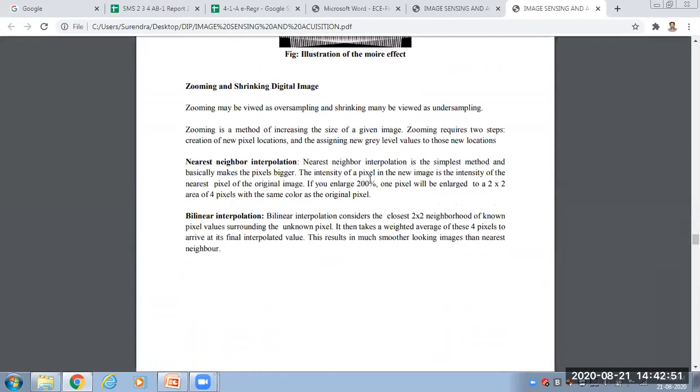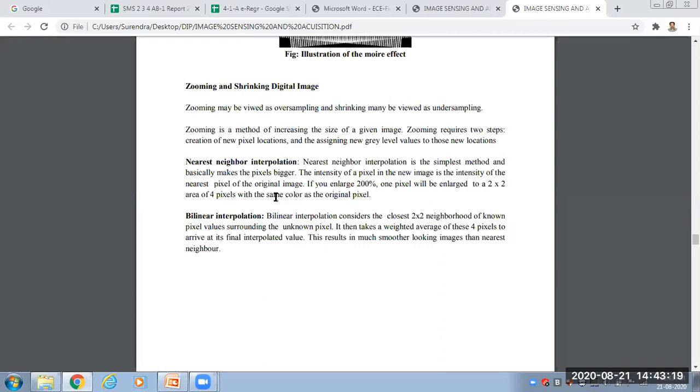Interpolation means we are increasing or decreasing the intensity value of a particular dot with the help of other neighbors. So if one pixel's intensity is very low and the neighbor pixel has a very high value, if you merge both, or transfer that intensity to this pixel value, that is called interpolation.